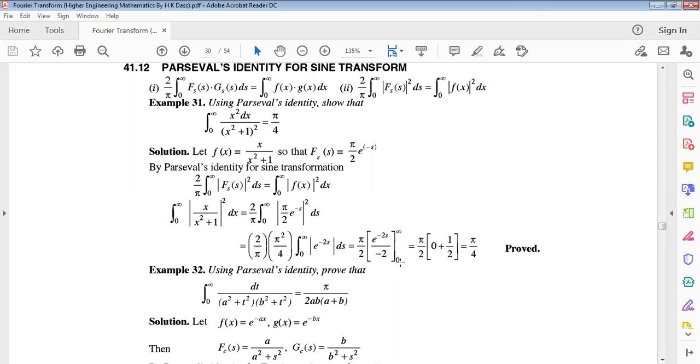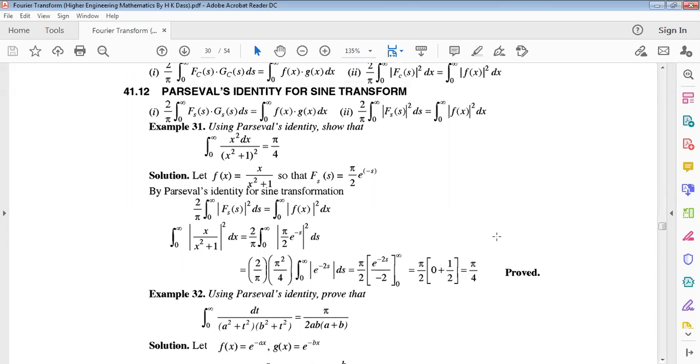Now taking the limit 0 to infinity, we get this result. E to the power minus infinity equals 1 by infinity, and 1 by infinity means 0. This is why this one is 0, and after putting 0, we get e to the power 0, which is 1. This is why minus half, and so only plus half. Now this is the result pi by 4. Using Parseval's identity, we proved left hand side equals right hand side.